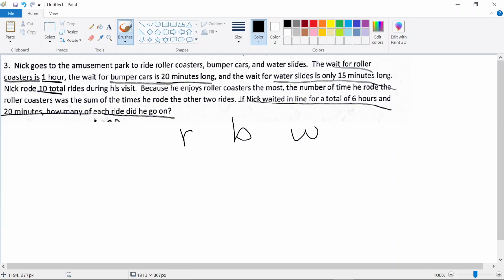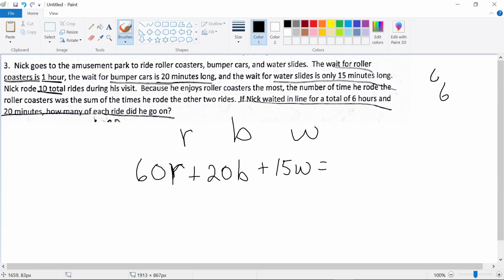The wait for roller coasters is 1 hour. So the time is going to be the value equation. And let's see, 20 minutes. I don't want to use fractions, so I am going to do everything in terms of minutes. 1 hour roller coaster is 60 minutes, so I'll put 60R. This is the time equation: 60 minutes times the number of times he went on the roller coaster, plus 20-minute wait for bumper cars, plus 15-minute wait for water slides, equals a total of 6 hours and 20 minutes.